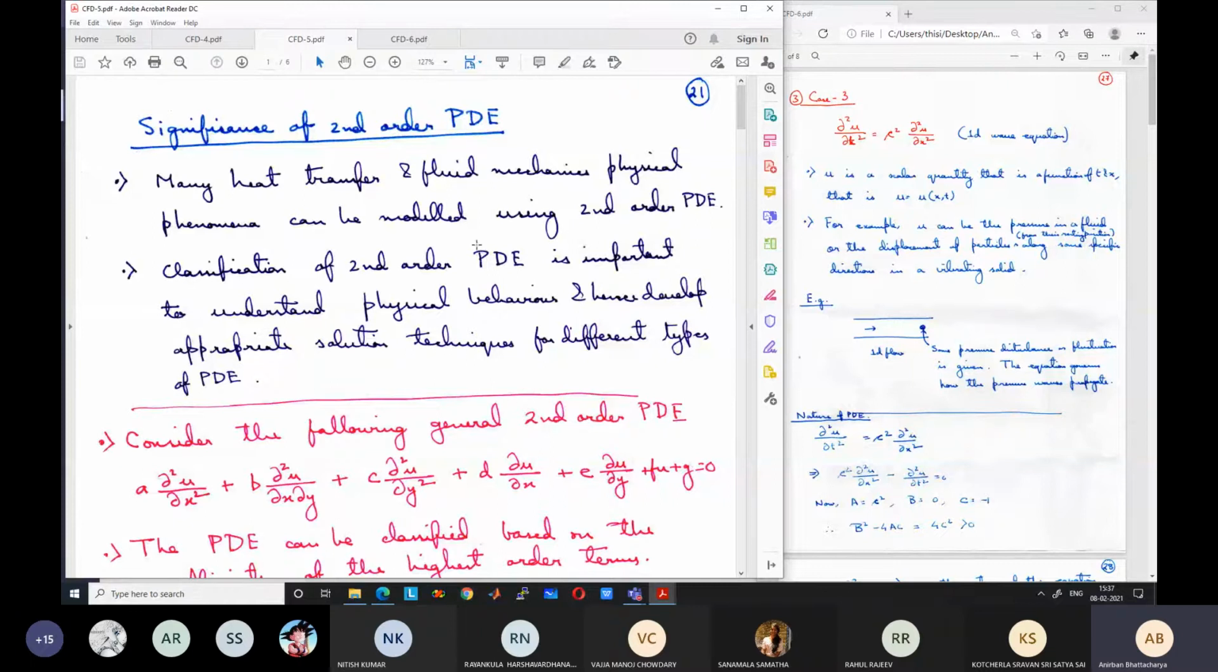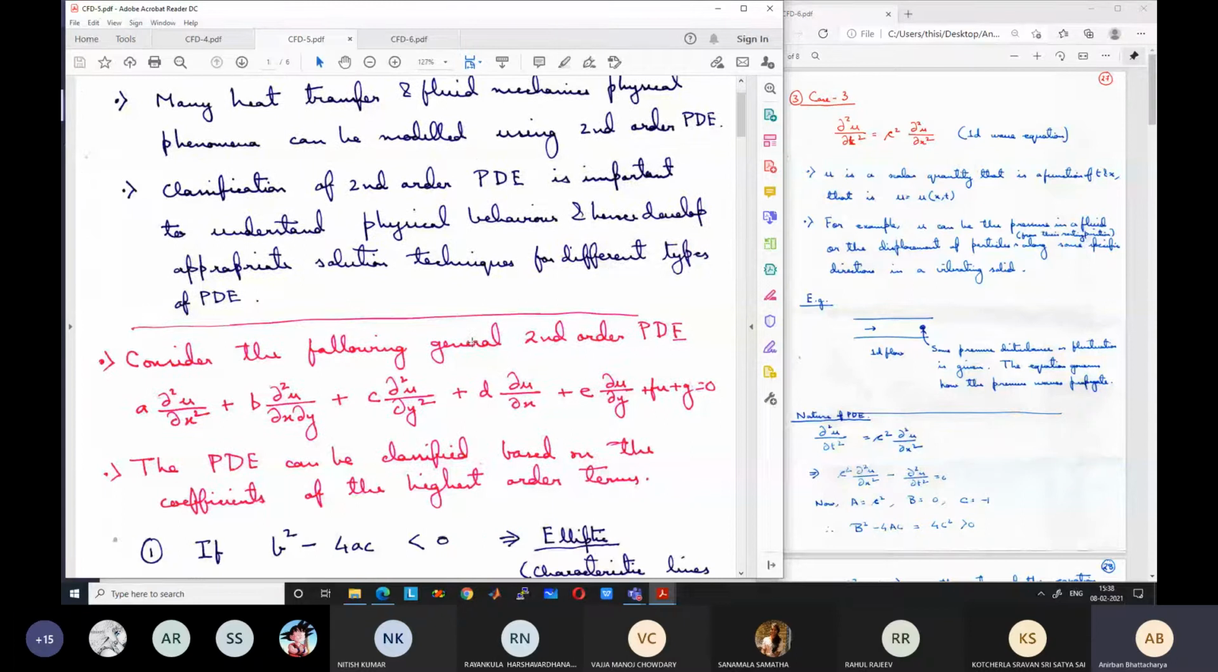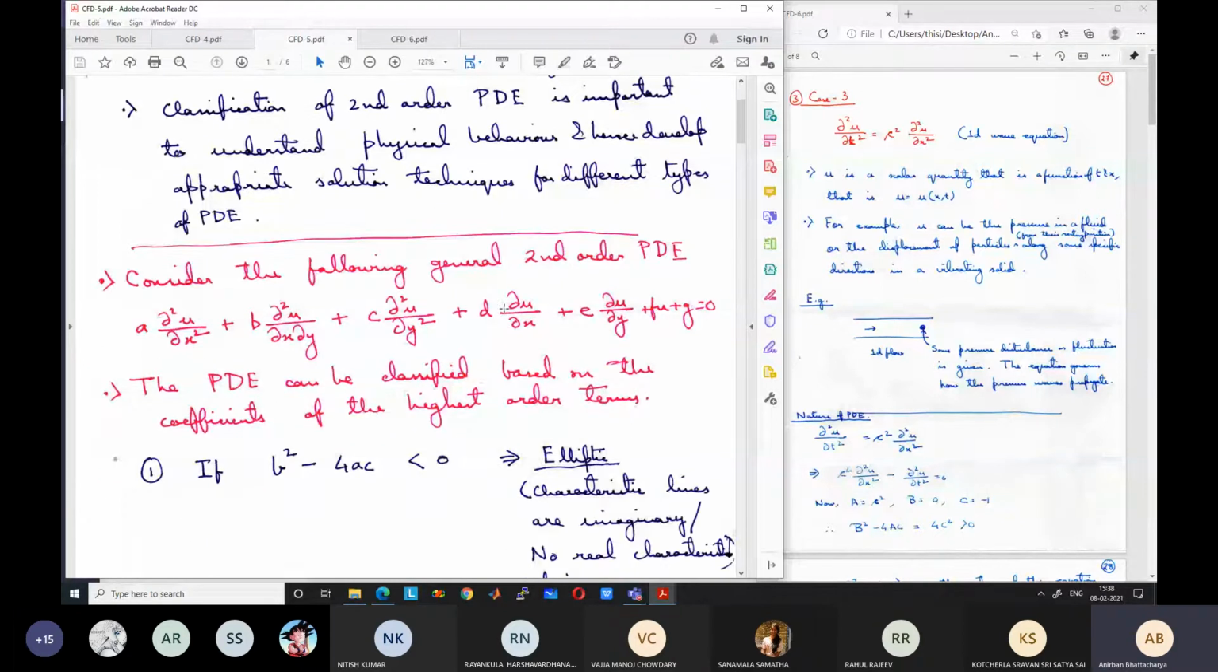And we had initially taken a general second order PD, where we had considered a variable u, which is a function of x and y. Because it is a function of x and y, it can have partial derivatives with respect to x or y or both. There are three second order terms in a general second order PD: a del square u del x square plus b del square u del x del y plus c del square u del y square. The rest of the terms are lower order terms.